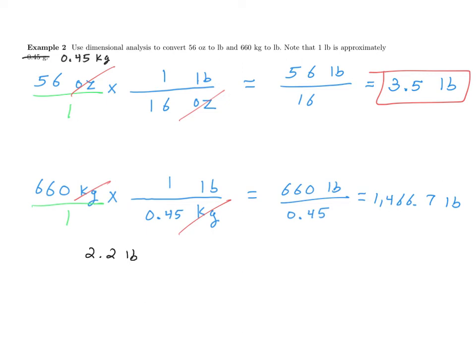2.2 pounds is approximately equal to 1 kilogram. Like this could be used too. What would it look like to solve this problem using this conversion factor instead? I say we try it out.